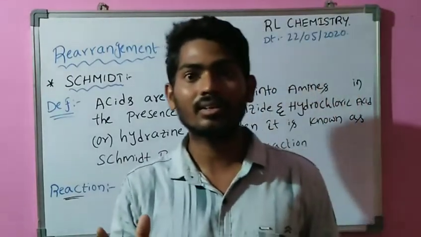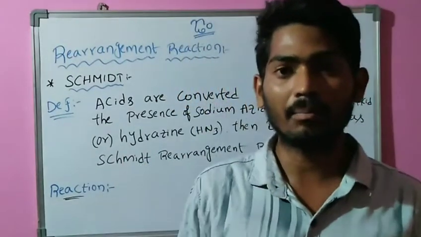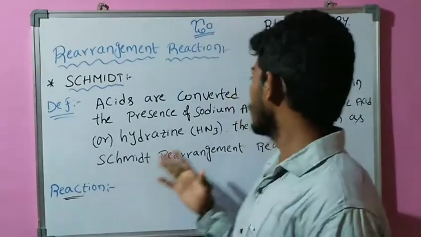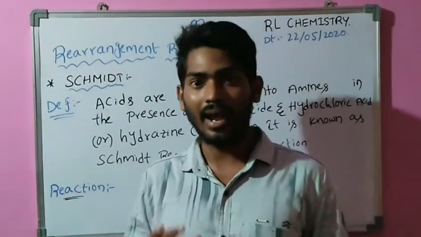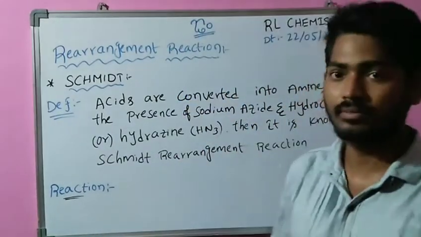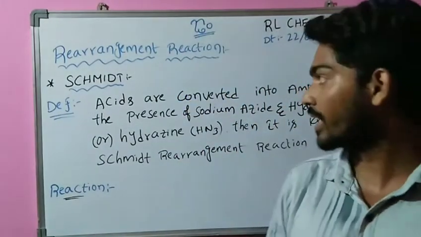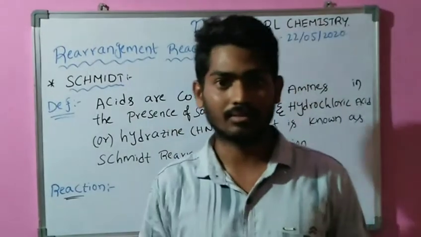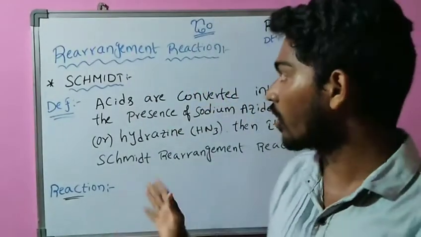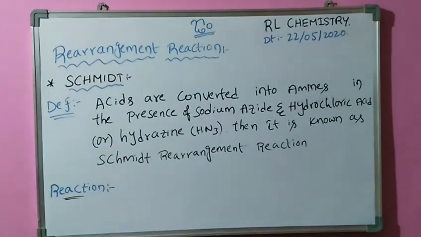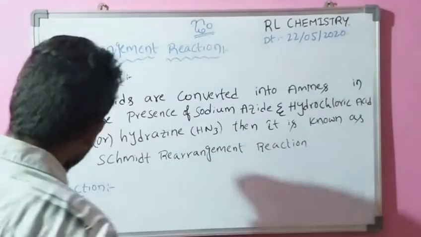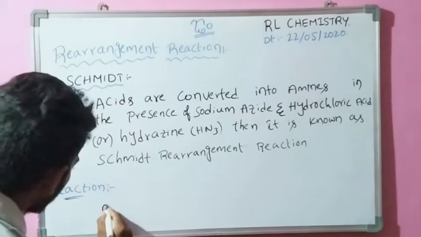Simply, acids are converted into amines in the presence of hydrazoic acid or hydrochloric acid and sodium azide. Then this reaction is known as the Schmidt rearrangement reaction. Now coming to the reaction of this Schmidt rearrangement. This is the reaction. This is a carboxylic acid.